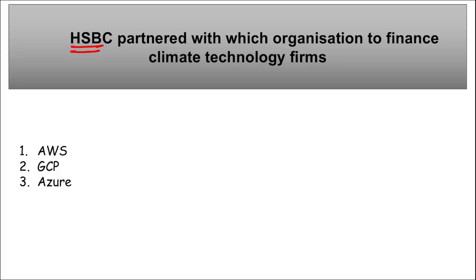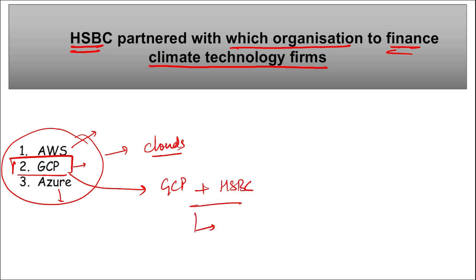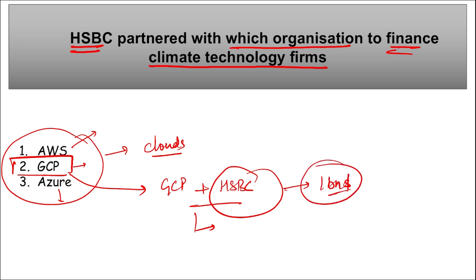Next, HSBC. They have partnered with which organization to finance climate technology firms? In order to finance climate technology firms, HSBC recently partnered with whom? They partnered with GCP. GCP is your Google Cloud Platform. See, all these three of them are the cloud platforms of the individual company. AWS is for Amazon, GCP for Google, Azure for Microsoft. But recently, remember, it was GCP, that is Google Cloud Platform, that has partnered with HSBC in order to provide finance for the climate technology firms. Right? And here it is expected that HSBC will be funding about $1 billion to climate tech companies. Right? And this will be done through the corporate social responsibility initiatives of Google Cloud Platform.